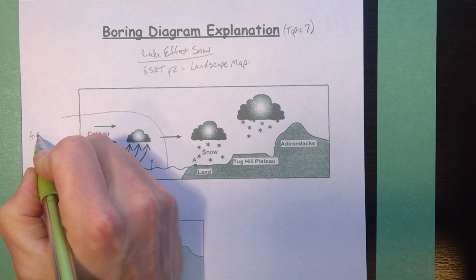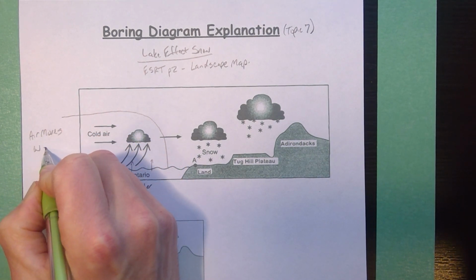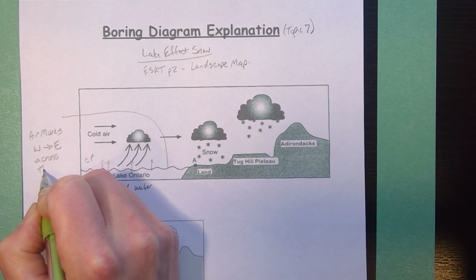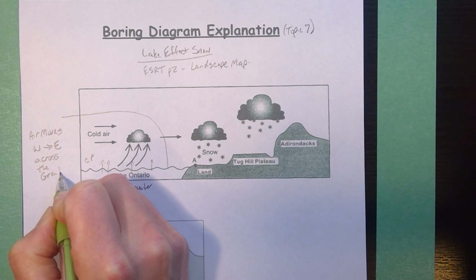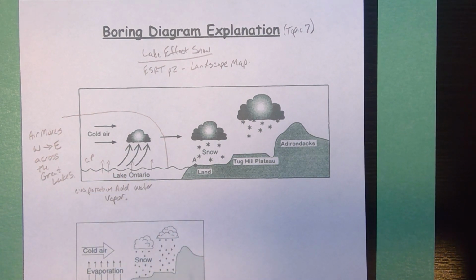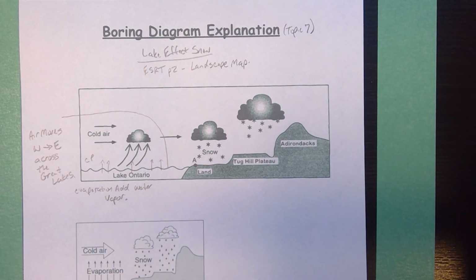The air moves west to east across the Great Lakes. And since Lake Erie and Lake Ontario run that same direction, there's several hundred miles where those air masses are picking up moisture. Now, when it hits New York State, New York is downwind of the Great Lakes.